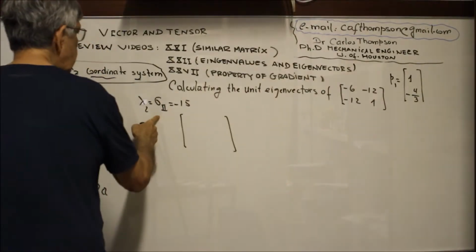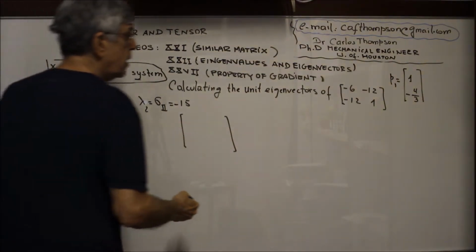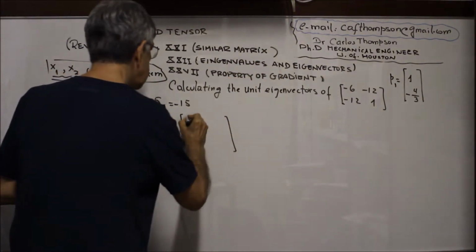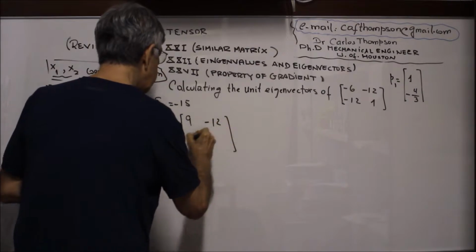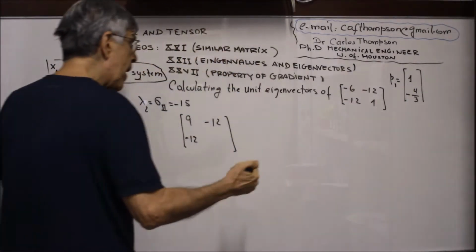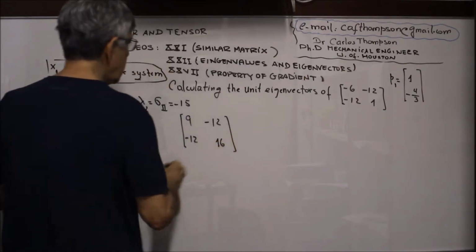See? Let's calculate now for sigma 2 equal to minus 15, equal to lambda 2. So minus 6 minus minus 15 is plus 9. So this is minus 12, minus 12. Now 1 minus minus 15, so this will be 16.